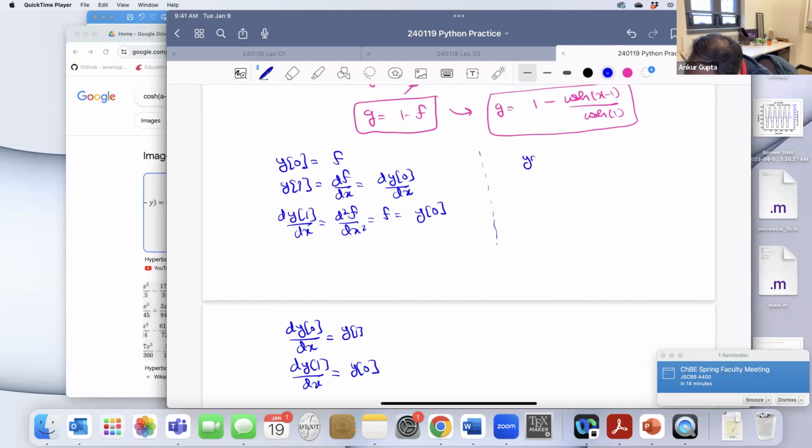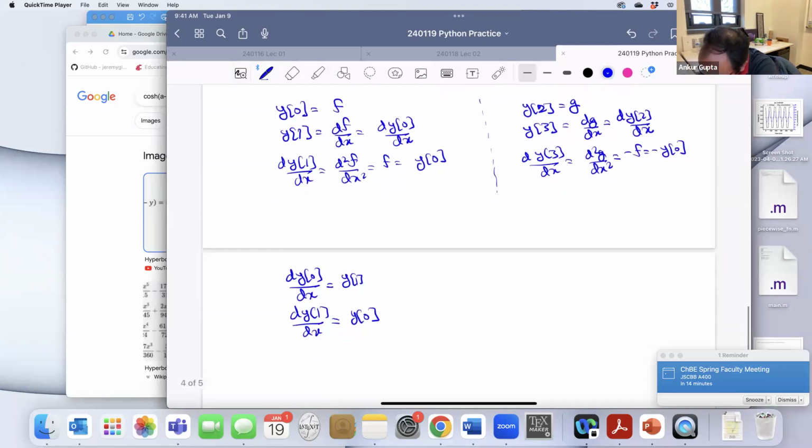So we'll say y of 2 is equal to g. Then we'll again say y of 3 is equal to dg by dx, which is equal to dy2 by dx. And dy3 by dx is equal to d square g by dx square, and this is equal to minus f, which is minus y0.